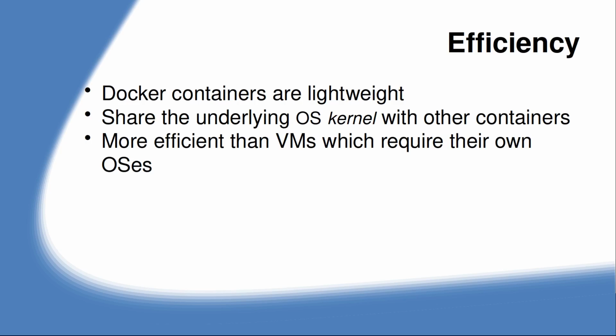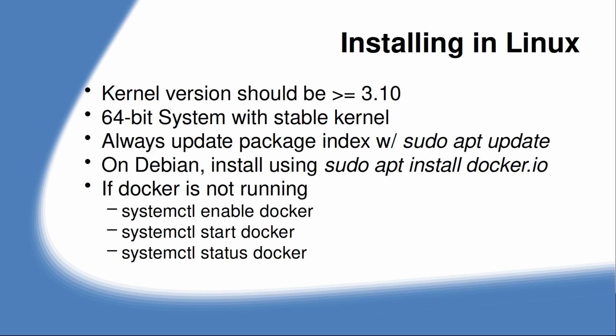Docker containers are lightweight. They share the underlying operating system kernel with other containers, and therefore they're more efficient than virtual machines, because virtual machines require their own operating systems. Kernel version should be greater than 3.1 if you're installing on Linux locally. I'm going to be doing this demonstration with Debian 12. I'm going to stay with Debian. I'm not going to concern myself with any other OS.